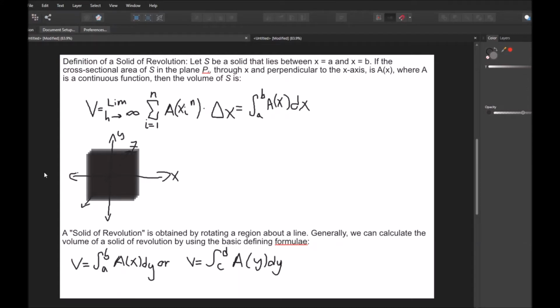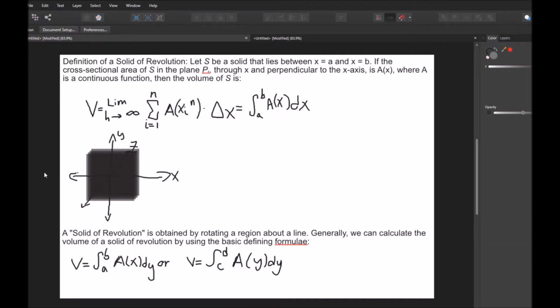Okay, everybody, welcome to Calculus 2. Today we're going to be covering solids of revolution. So there are some properties you need to know about solids of revolution before we get started, so we're going to get into that first. So what is a solid of revolution?